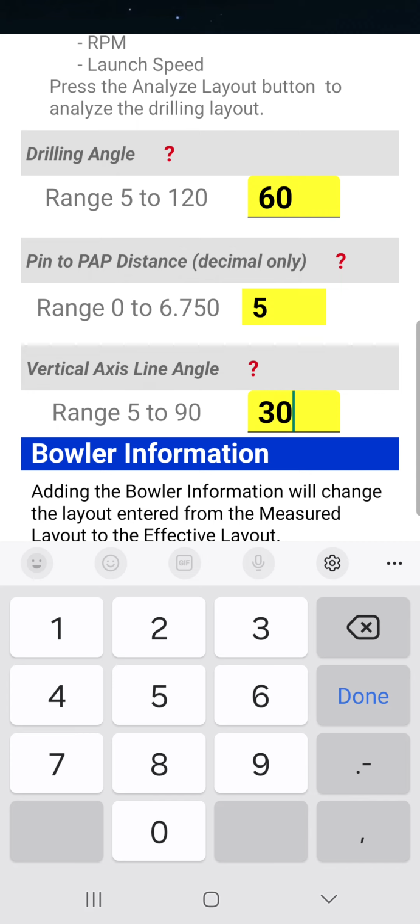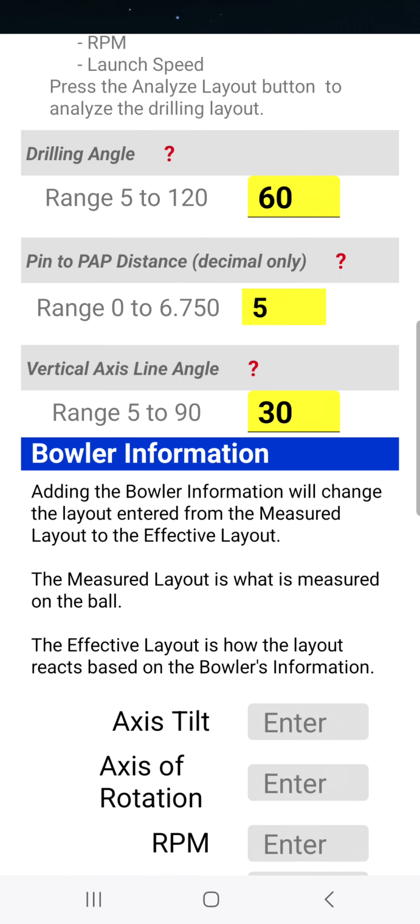It gives you a rough explanation of what drilling angles do, what the pin to PAP distance actually means, etc. Those are the basic numbers that you might hear, but the good thing about this is it's not very generic. It's actually more specific to you and your specs.